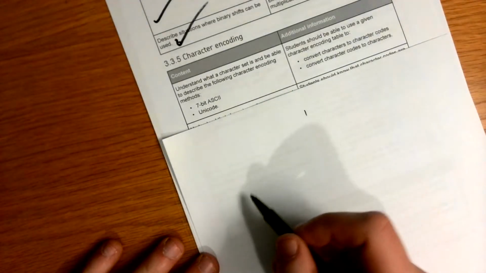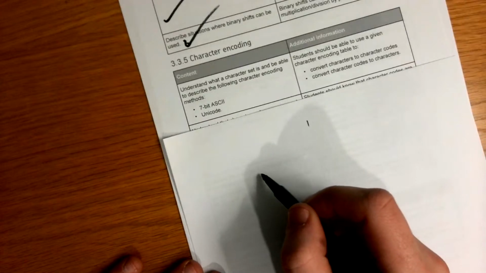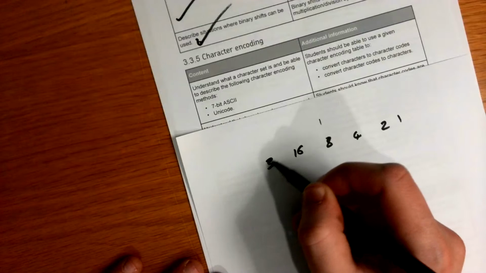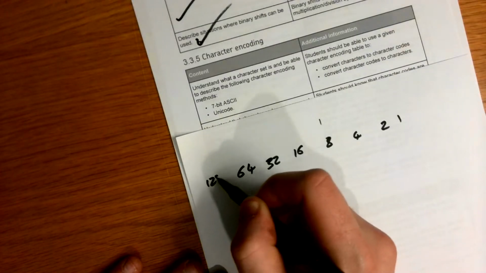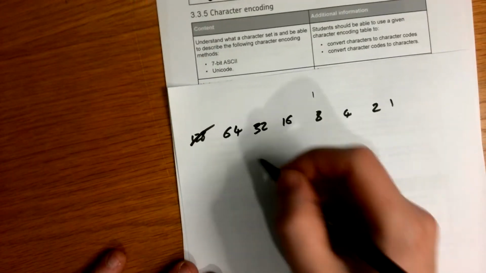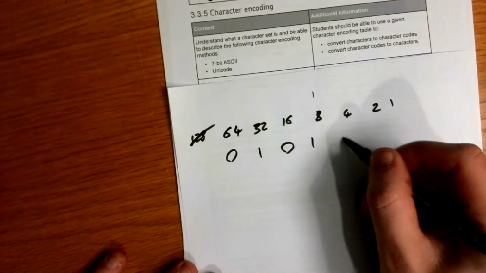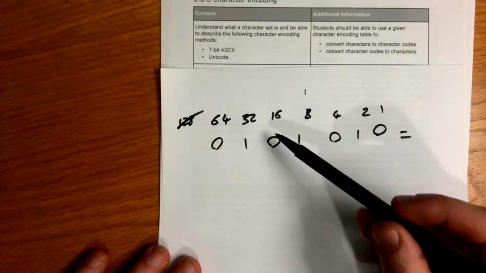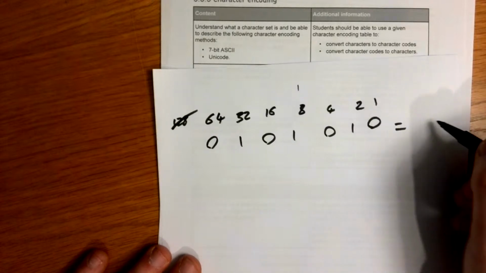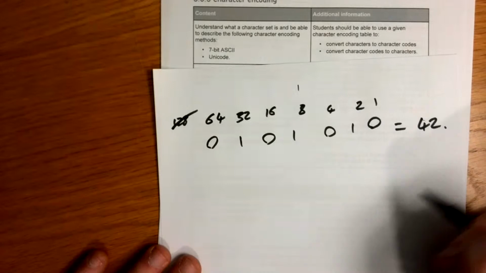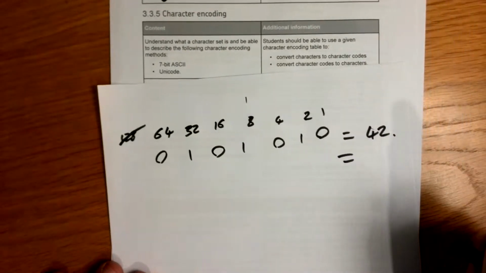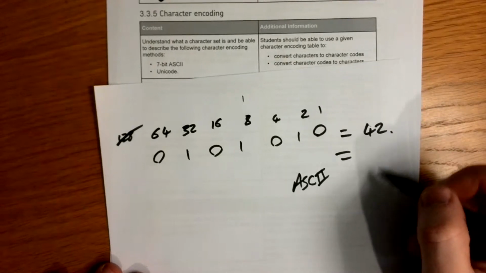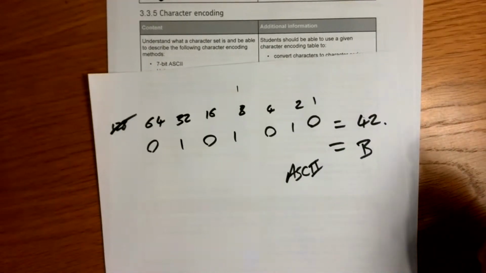So 7-bit ASCII. 7-bit ASCII says that we have the values 1, 2, 4, 8, 16, 32, 64, and we don't use 128 because we've got 7 bits. And what that means is we can then use the binary values of 7 bits to represent a decimal number. So we've got the value 42 in this scenario here. And then that 42 will represent a letter in ASCII, which I don't know off the top of my head, but let's just imagine that that letter is B there.